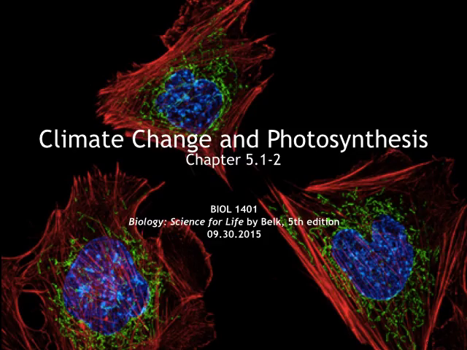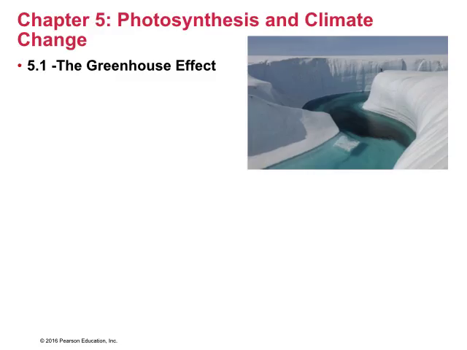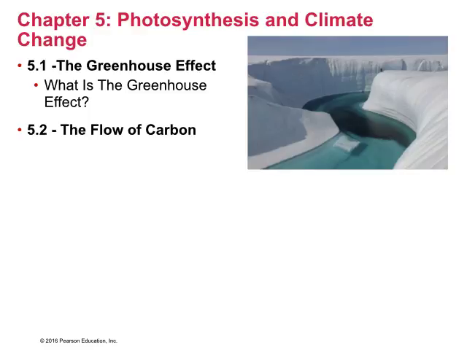All right, let's transition to Chapter 5. We'll begin with looking at Sections 1 and 2, Climate Change and Photosynthesis. Let's look at a little overview of Chapter 5. Section 1 deals with the greenhouse effect, what it is and what it's caused by. Then the second section is about the flow of carbon on our Earth, how carbon flows from CO2 in the air to carbon in living things. The carbon that you're made of actually came from CO2 in the air, believe it or not.